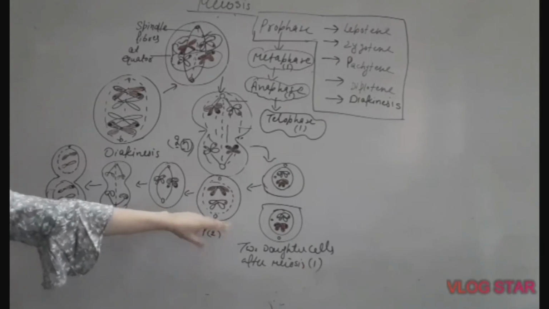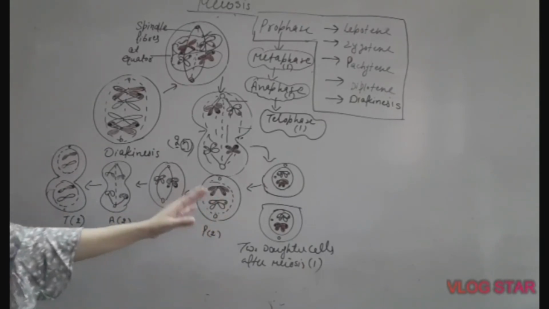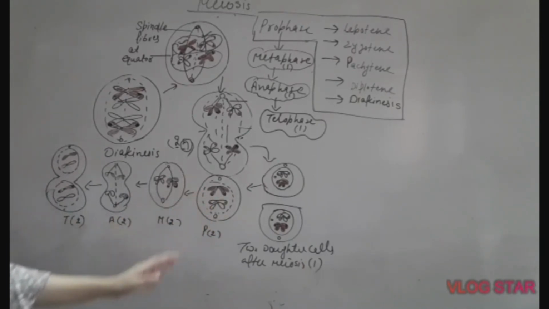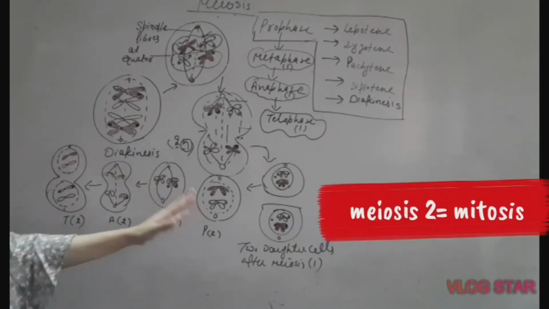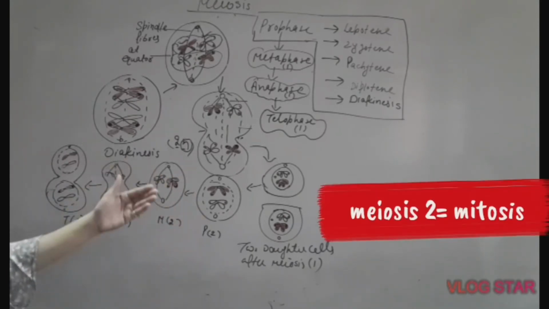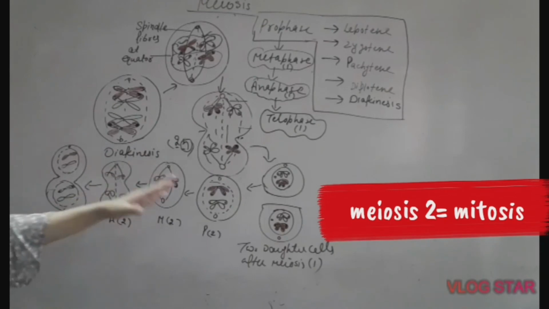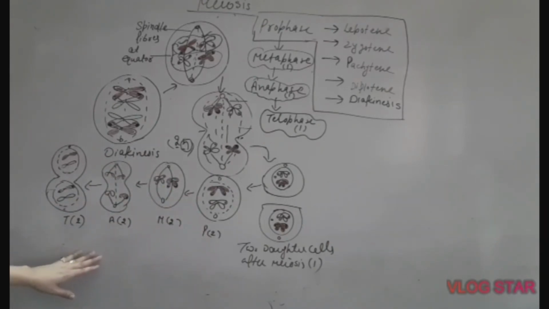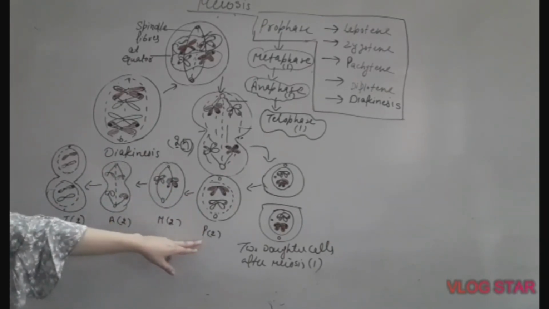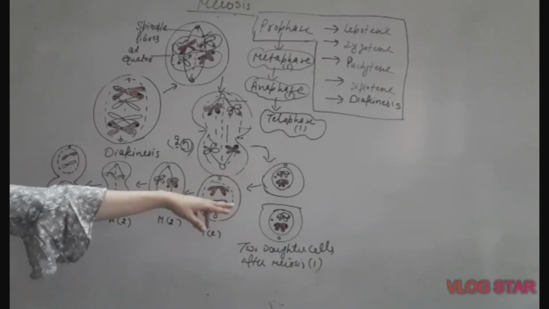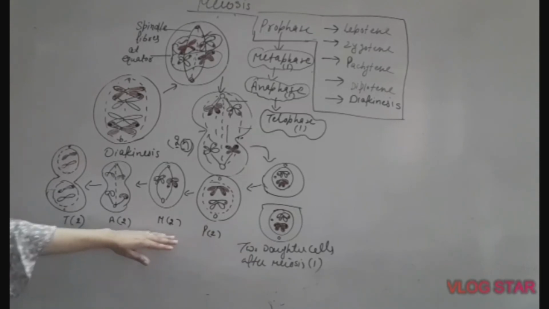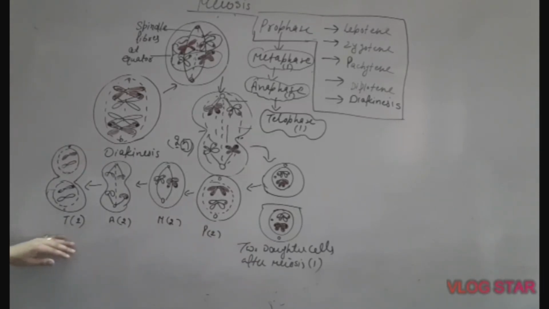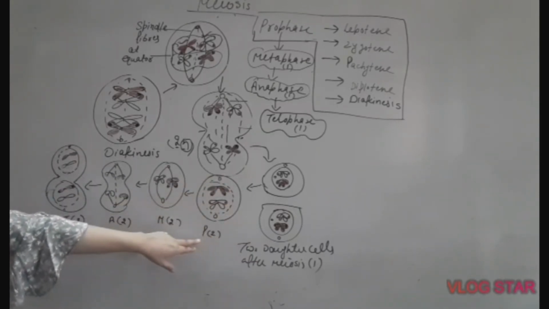Meiosis 2, as I said earlier also, is an equational division. It is equal to mitosis, but it is not mitosis. It is meiosis 2. Why it is not mitosis will be discussed later on. Let us first return to the topic of meiosis 2. In meiosis 2 these two cells at the same time will go through the same phases: prophase 2, metaphase 2, anaphase 2, telophase 2.